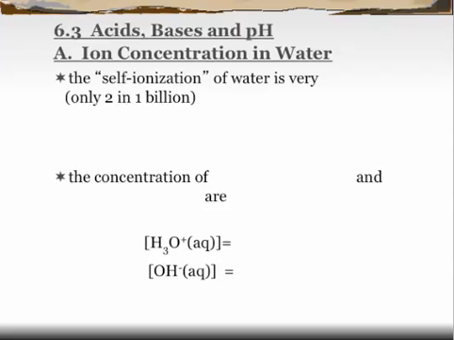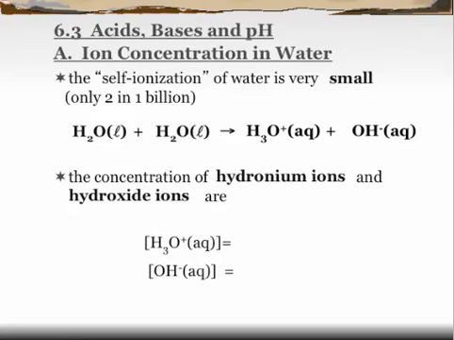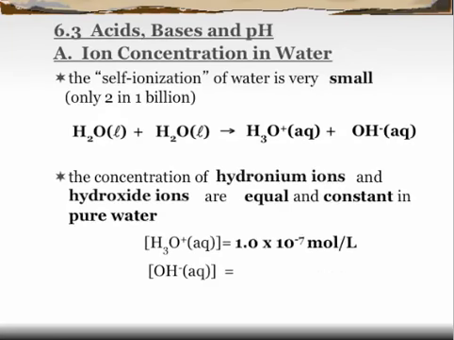Acids and bases and pH. Ion concentration in water. The self-ionization of water is very small, only about 2 in 1 billion. We'll go from a molecule of water into some hydronium and hydroxide. The concentrations of hydronium ions and hydroxide ions are equal and constant in pure water, around 1.0 times 10 to the negative 7 moles per liter.